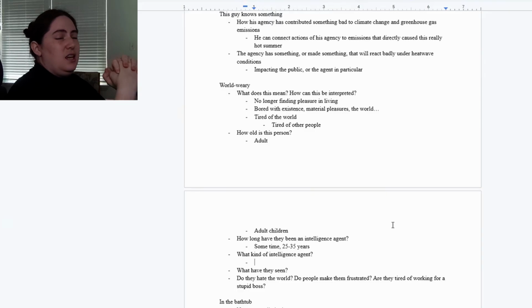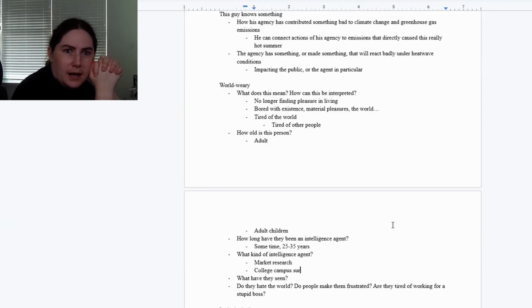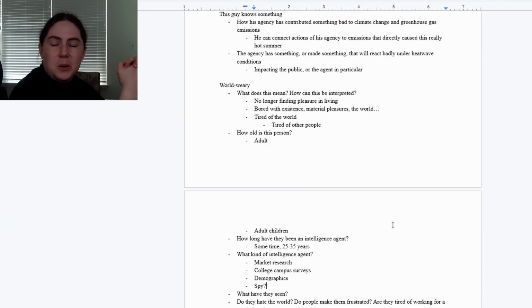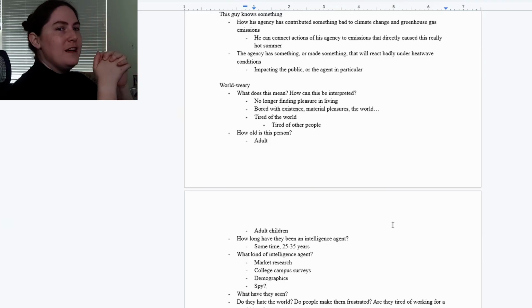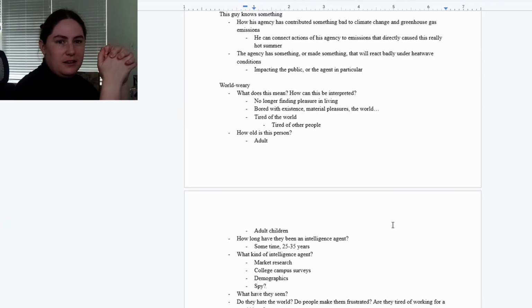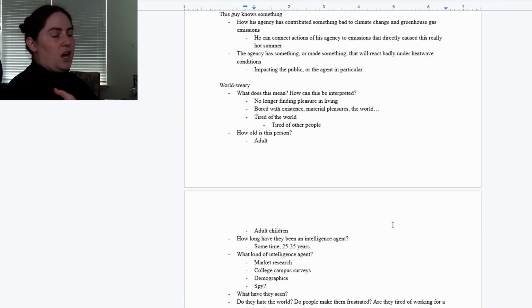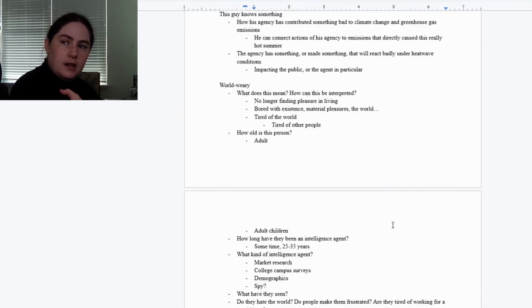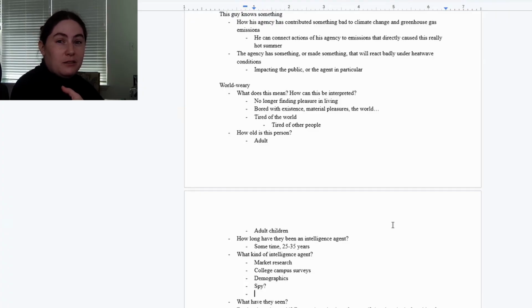What kind of an intelligence agent is he? What kind of intelligence is he collecting? Is he a spy? Or does he go to colleges and do surveys and collect demographic information, or market research, maybe. I kind of like the idea that he goes door to door and tries to get homeowners to fill out market research surveys. And that's why he's world weary and tired of people. Imagine having the door shut in your face so many times a day. But then why would he be hiding in the bathroom?